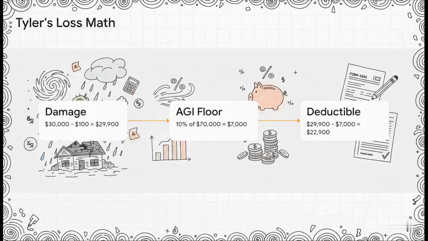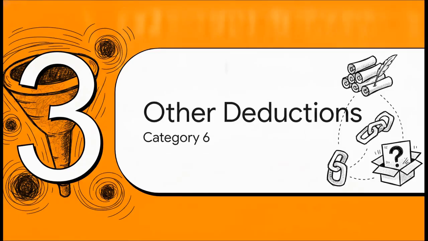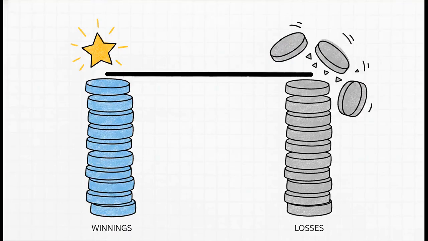Having comprehensive homeowners insurance is literally more critical than ever because the tax code will not bail you out for everyday disasters. Moving right along to the final category on Schedule A. This is Category 6, Other Itemized Deductions. This category lives down on line 16 of the form.